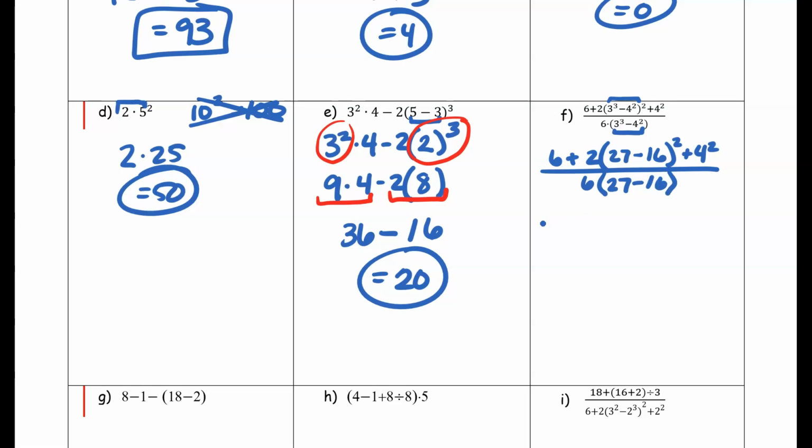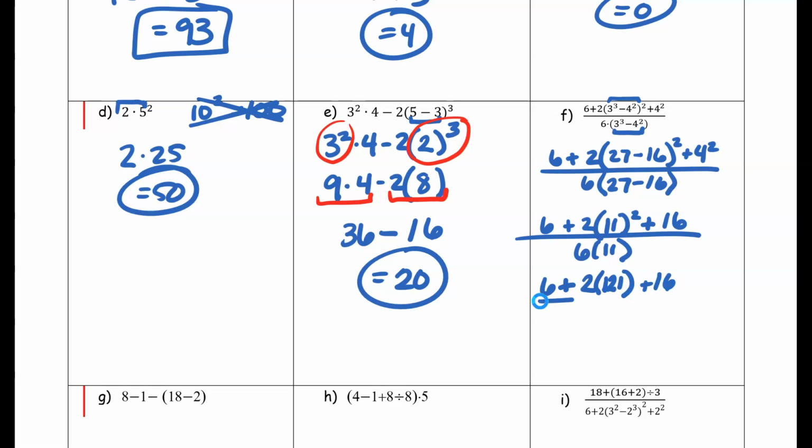So I'm going to come down and do the numerator again. So 6 plus 2. So 27 minus 16 is 11. 4 squared, we could do that now if we wanted to and just put 16 there. So 6 times 11. Okay, actually, I'm going to come down below. 6 plus 11 squared is 121, plus 16, divided by 66. So 6 plus 2 times 121 is 242, plus 16, divided by 66.